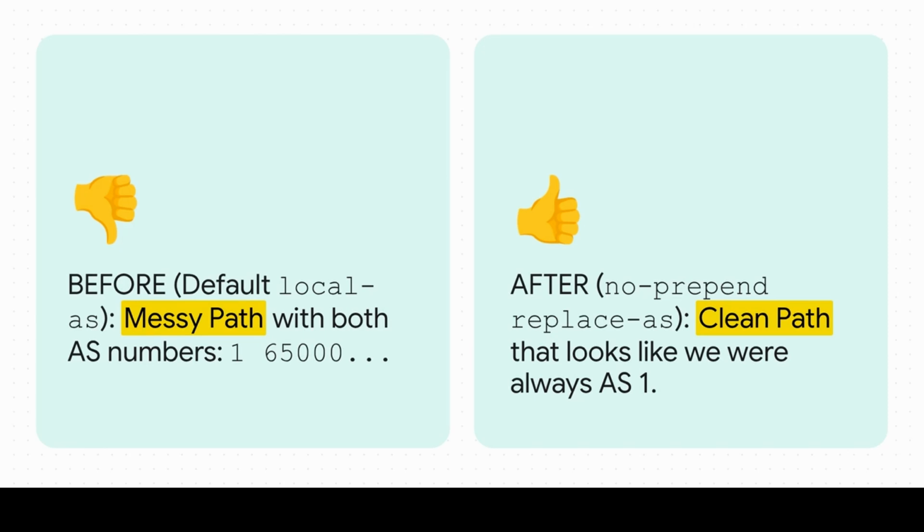And here is the big payoff. Remember where we started? With that default, messy, confusing path? But now, after putting it all together, we have the final, elegant solution. To our neighbor, and even in our own routing table, everything just looks clean. It's as if our router was always part of AS1. No more confusion, no more messy trails.